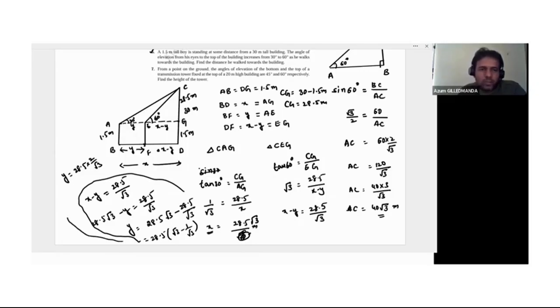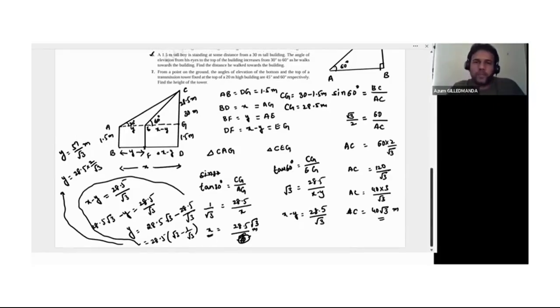Okay, from here, I'm just using this space. So 28.5 into 2 is 57 by root 3. Okay, so Y becomes 57 by root 3 meters. Understood? So this is how we can solve the problems here.